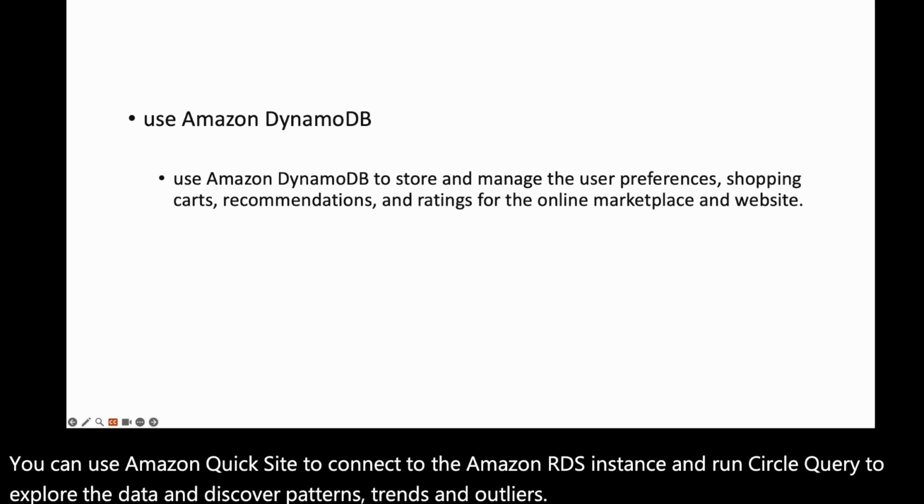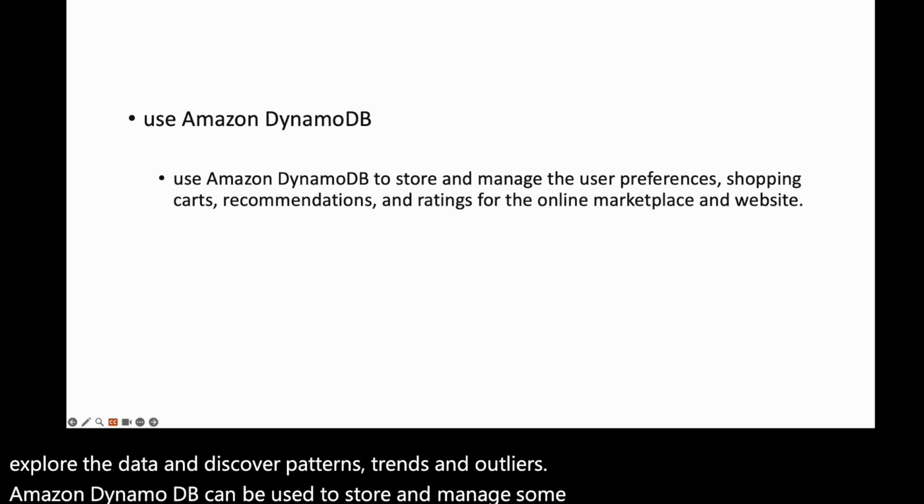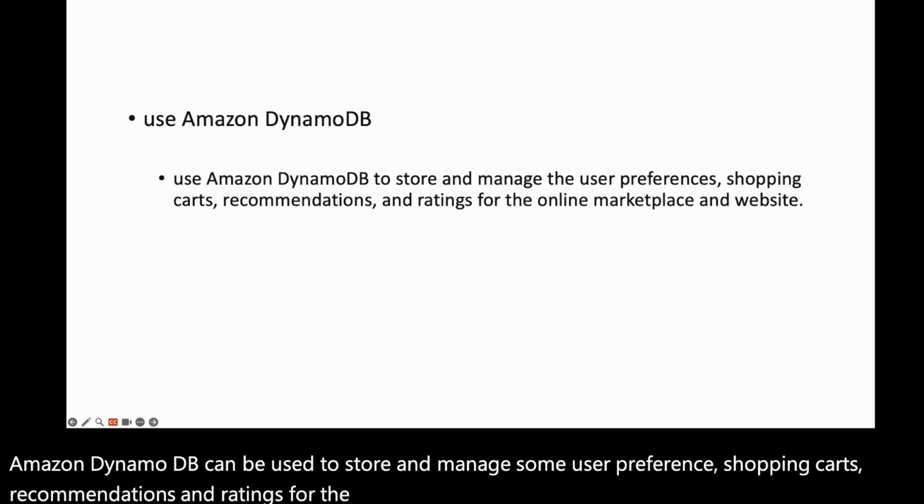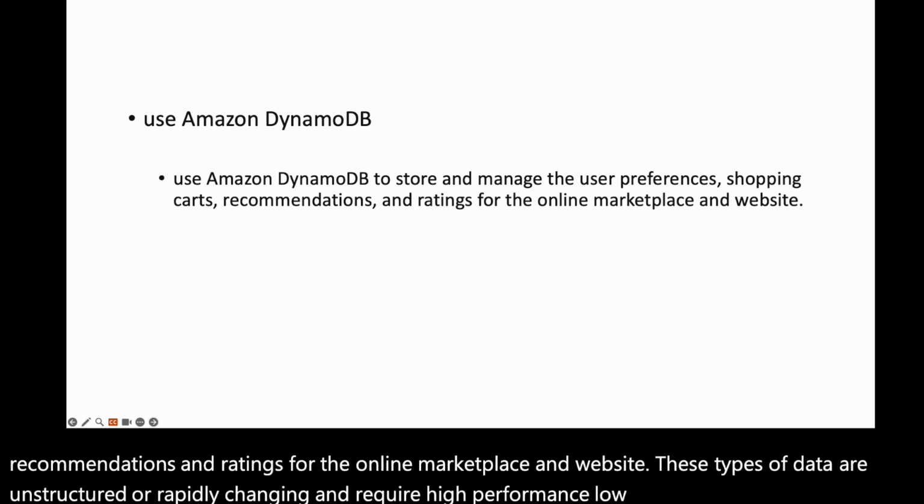Amazon DynamoDB can be used to store and manage the user preferences, shopping carts, recommendations, and ratings for the online marketplace and website. These types of data are unstructured or rapidly changing and require high performance, low latency, and flexible storage and query.